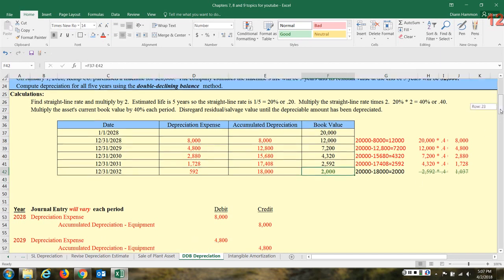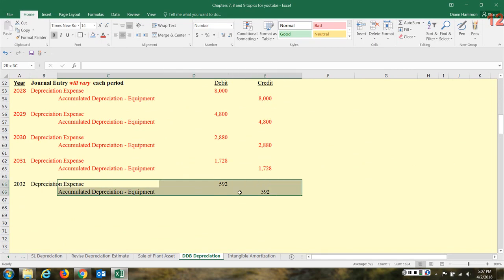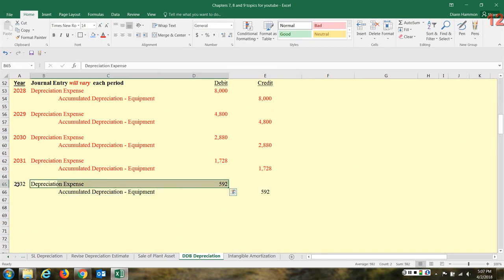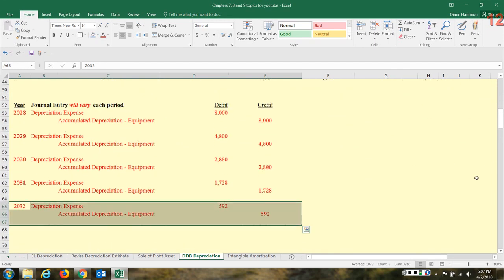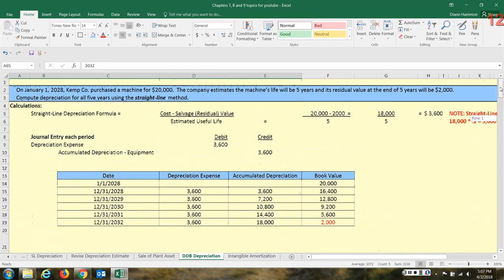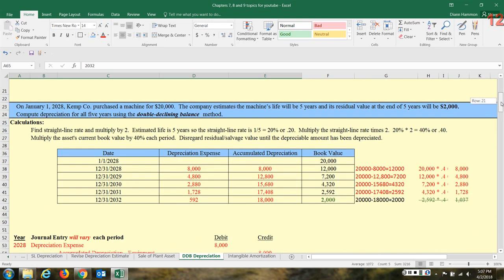So we're good to go. The entry, still going to be depreciation expense, but the amount is going to be the amount that we forced it to there at the end, which is $592. Accumulated depreciation, credit for $592. Okay, that's a look at double declining balance. See how awesome accounting is?